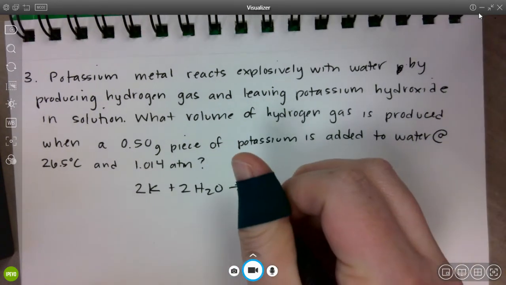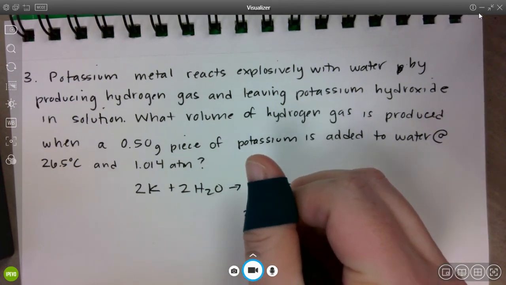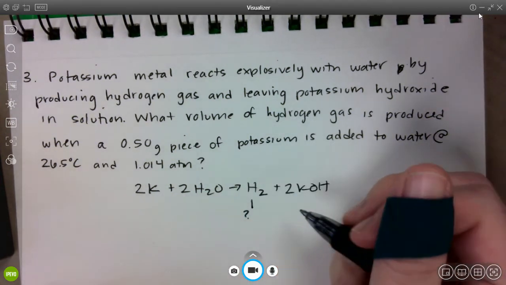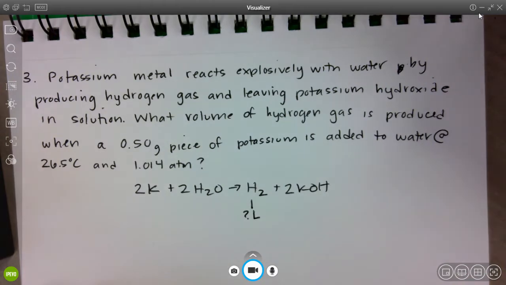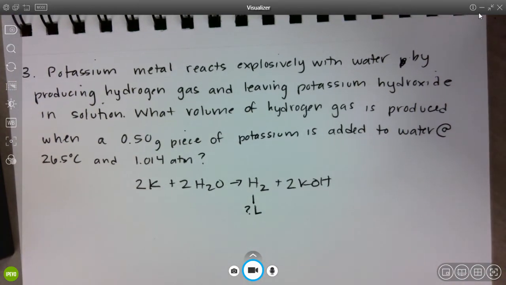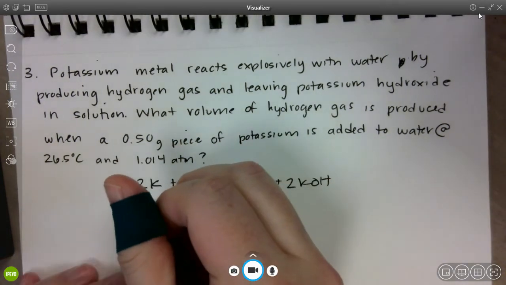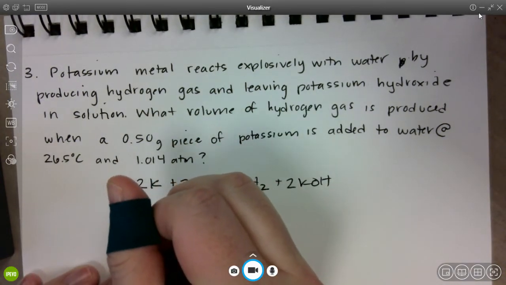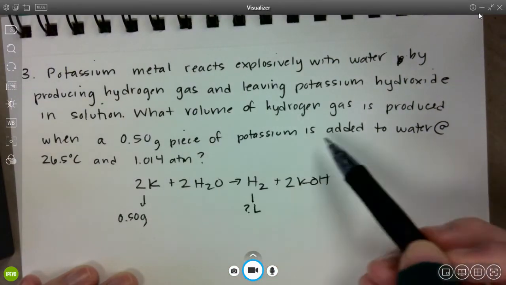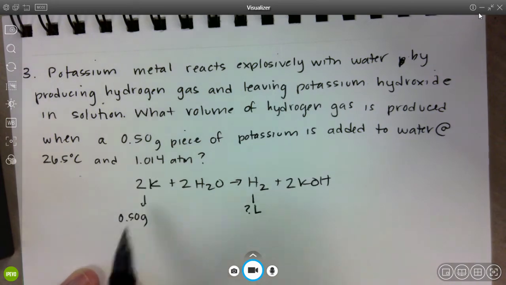So I am looking for hydrogen gas here, and I am looking for a volume. So I'm probably going to be doing liters. If it's not specific, I would solve for liters. Okay, produced when 0.5 grams of potassium is added to water at 26.5 degrees Celsius and this atmosphere.